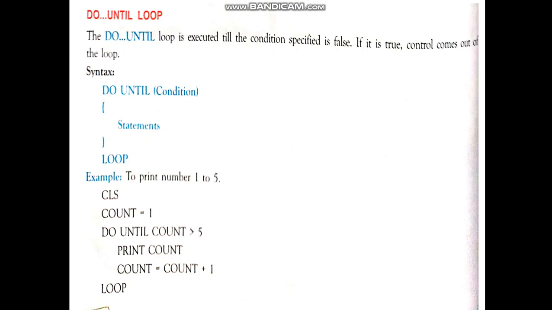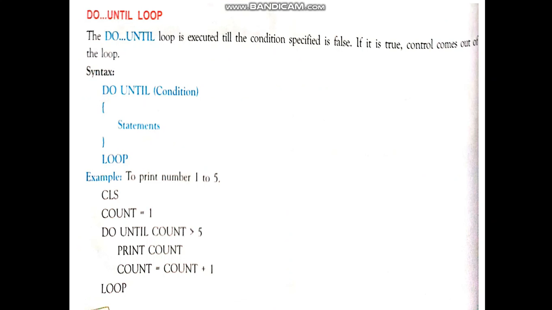Now we see the next one, the do until loop. By using the do until loop, how to print numbers 1 to 5. Before that, you see the syntax of this do until, the same as that of the do while loop. Here we are giving do until and also the condition, and next within the bracket we are giving the block of statements, and at the end we are giving the loop keyword. And you see the example.